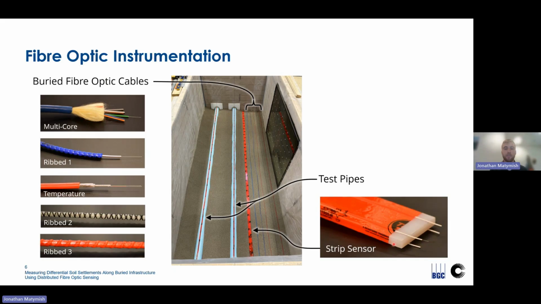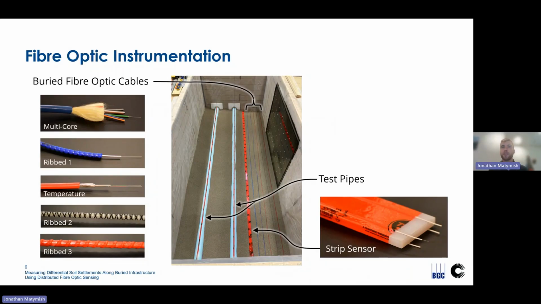And essentially, this is a thin piece of low-density polyethylene plastic with fiber optic cables bonded to its upper and lower surfaces, which enable us to measure the curvature of that sensor and then infer its deformed shape as well as the deformed shape of the surrounding backfill.